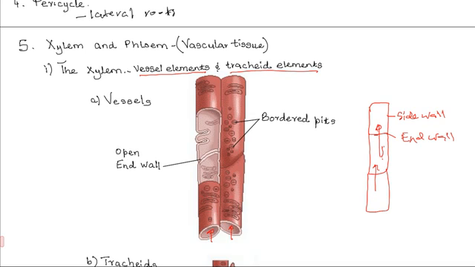The elements are made up of dead cells, and thus they cannot utilize the water and mineral salts that they conduct. And also, they all have bordered pits. Bordered pits are tiny pores, perforations on the side walls that permit lateral movement of water to the cells surrounding the elements. So those are the features that are common to both the vessels and the tracheid elements.